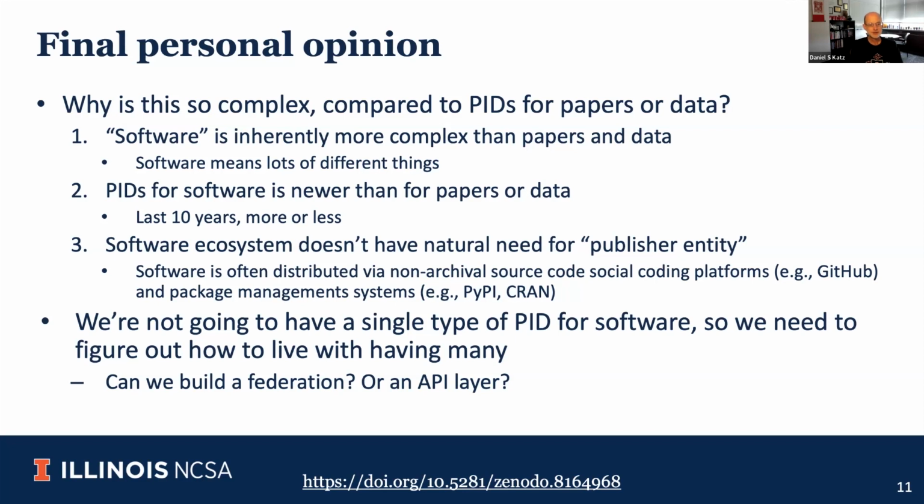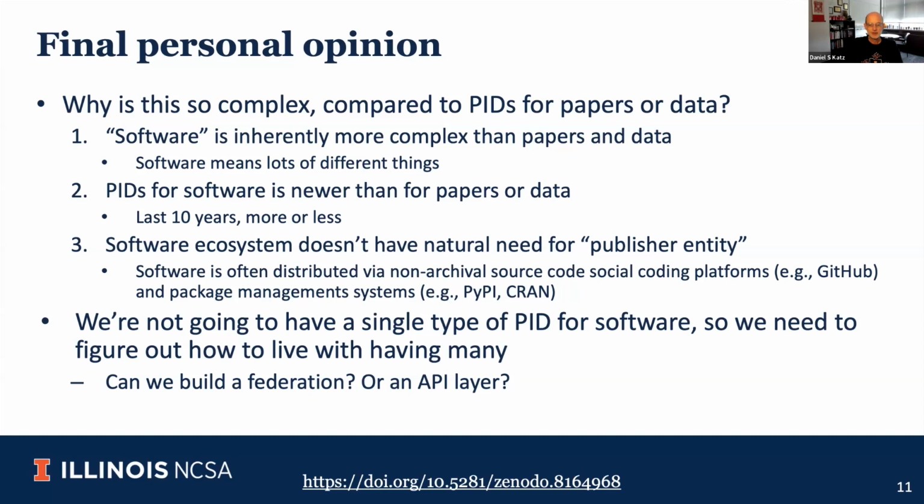And so we get to the bottom line to me, which is that we're not going to have a single type of persistent identifier for software. So we have to figure out how to live with having a bunch of different ones. And some questions that I think about is, could we build some kind of a federation or an API layer that lets us just deal with this and hide some of the complexity in that layer from users?